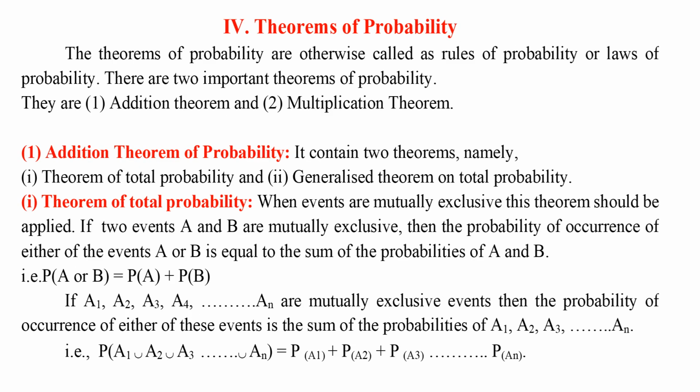Theorems of probability. The theorems of probability are otherwise called the rules of probability or laws of probability. There are 2 important theorems of probability. They are 1. Addition theorem and 2. Multiplication theorem.